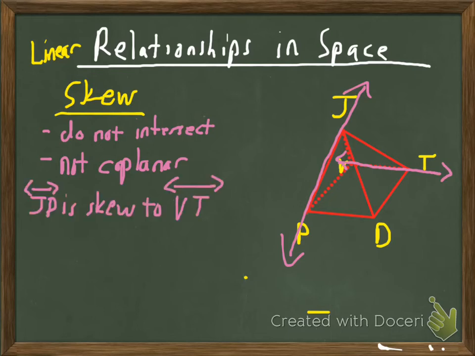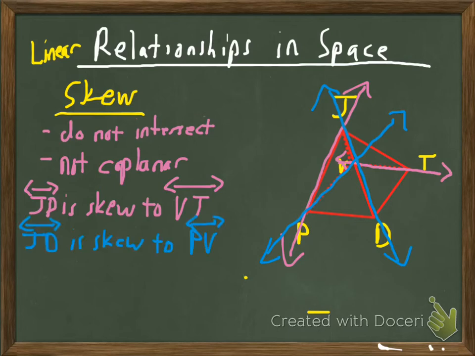Now, there's not any special notation for saying that lines are skewed to one another. You just say that the first line is skewed to the second line, as I did right there on your screen. Alright, another pair of skew lines. Well, how about that bottom left edge of the pyramid, line PV, and then this front right edge going kind of diagonally up, line JD. Those are also skewed to one another. They won't actually touch because they're not in the same plane.